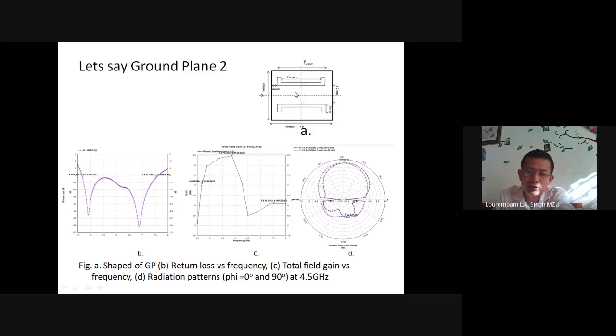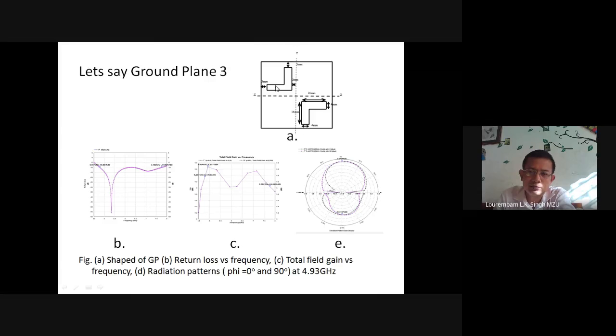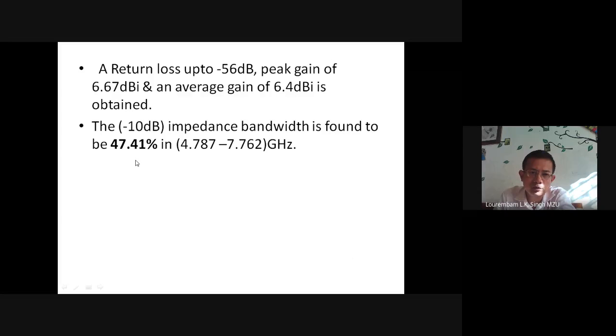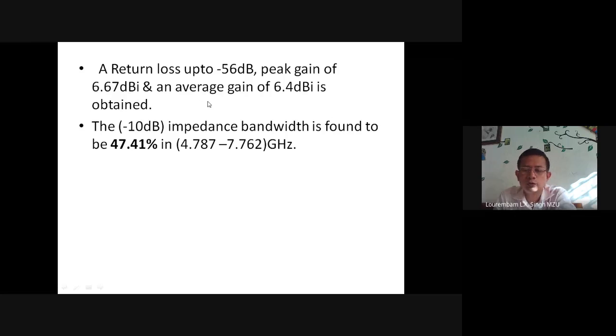Then, with these structures after optimizing, we found a bandwidth of around 46.5%. Then again, with the structures which we have introduced, we got around 47.41%. The bandwidth has been increasing, but meanwhile we also compromise something with the gain. As we know, when something is cut on the back side, the back lobe is going to increase. When the back lobe increases, the gain reduces, but 6.6 or 6.4 dBi gain in a microstrip antenna is considered a very good gain.